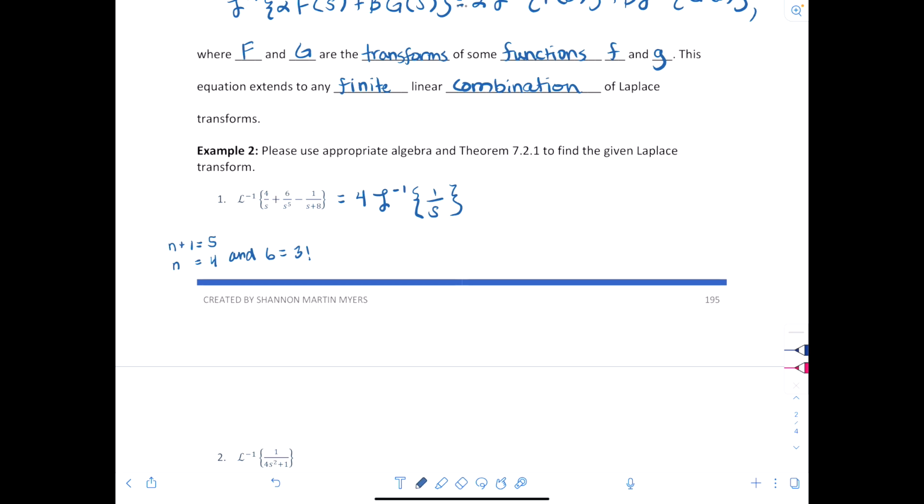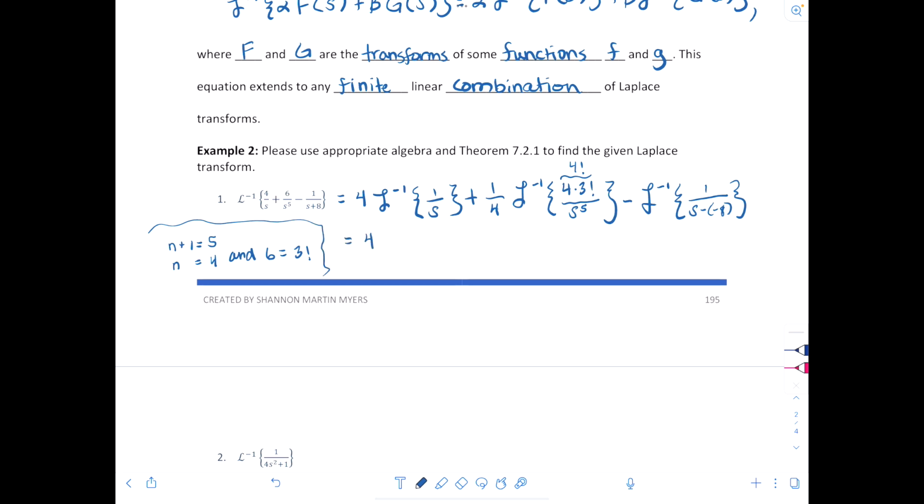Sorry, this isn't an equals. This would be a plus. And so we'd also have to divide by 4 in order to balance it out. So we're going to have 4 times 3 factorial over s to the 5th, and then minus the inverse transform of 1 over, we need an s minus something, so we'll write it as s minus negative 8. Now remember right here, this is 4 factorial, so we're set up for our transformation.